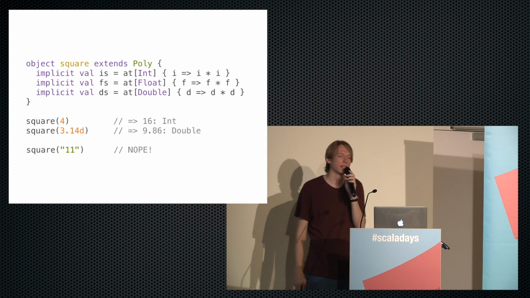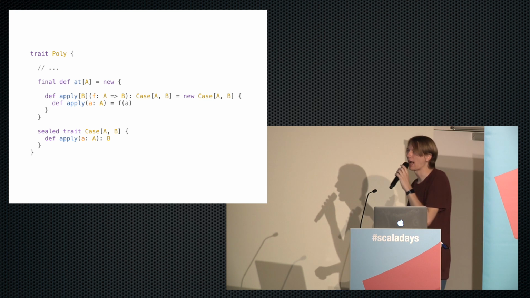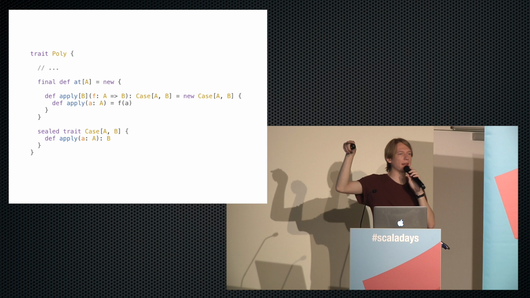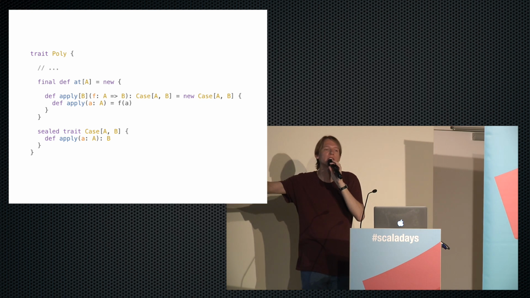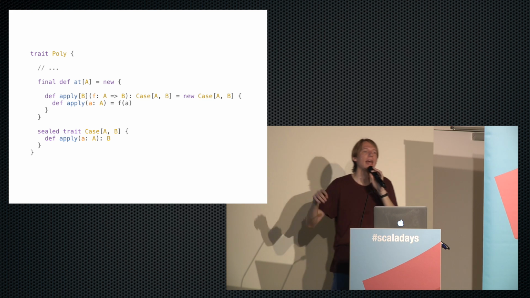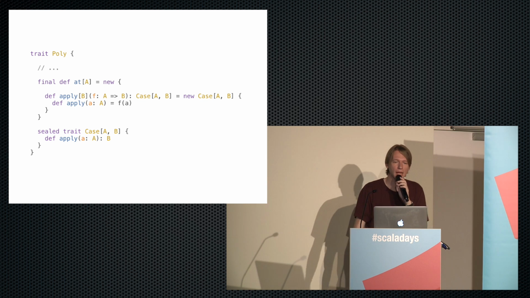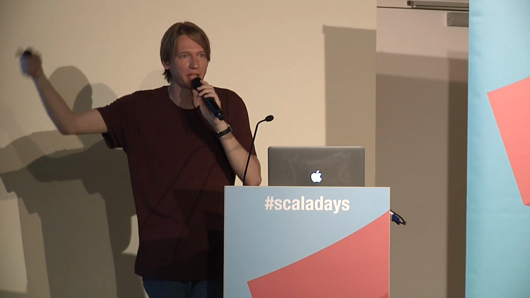So how do we define this? Well, we're going to start off with a Poly trait. Poly is going to be a trait, and it's going to have an inner type called Case, which has 2 type parameters, A and B. This is at the bottom here. And it has an apply method that takes an A and returns a B. This is literally Function1, but it's a different Function1. It's our Function1, and critically, it's an inner class of Poly. That's actually very, very important. And we're going to have this at function, which is how we define cases, and it takes a type parameter A, and then returns a new type, which has an apply method that takes type parameter B.